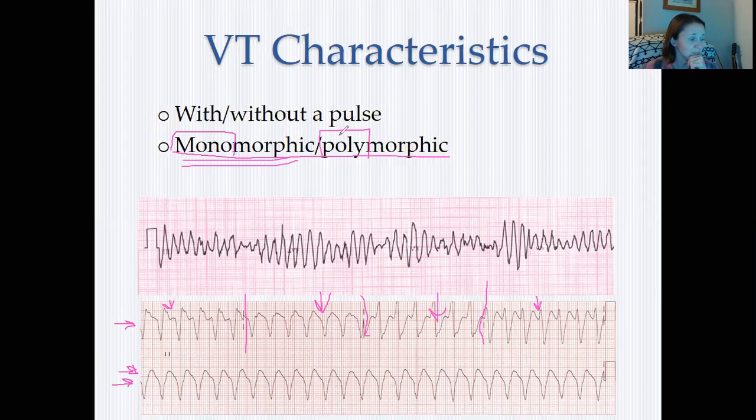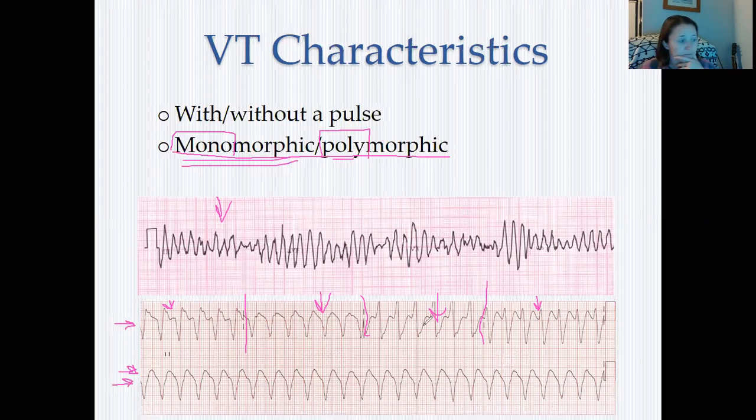If we look at this rhythm strip, you see this looks kind of crazy, doesn't it? This is what we call polymorphic. So this is still a ventricular tachycardia, but the shapes are different. This is what we call polymorphic ventricular tachycardia, when the shapes are different. They've got different shapes and complexes.